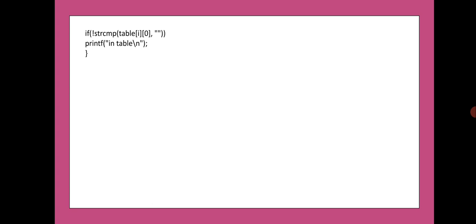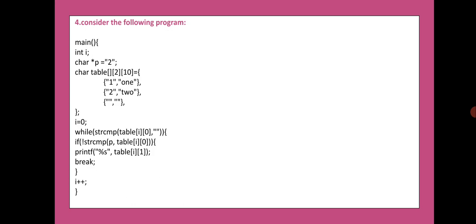So the program is a lookup program in a table. 2 is in the table, hence it will print 2. So the output of the following program can be 2. If you are confused, we'll check the program once again from the beginning. Anyways, make a note of the program while reading.